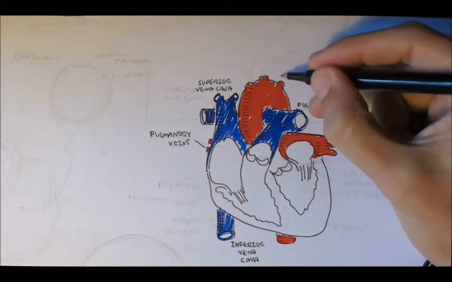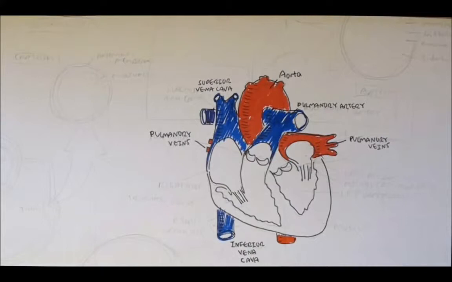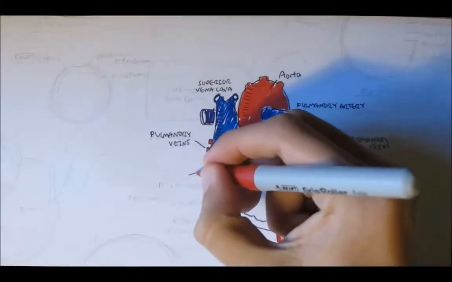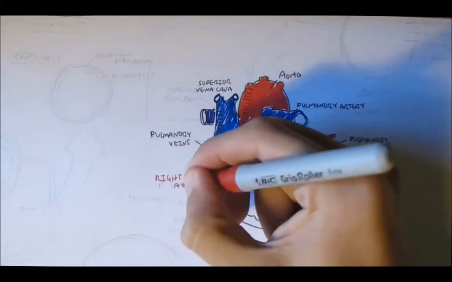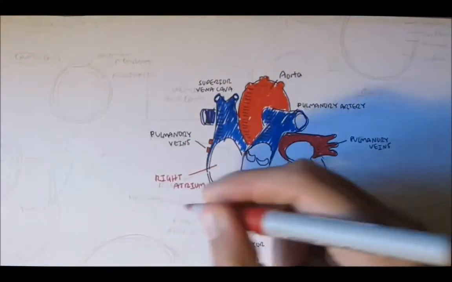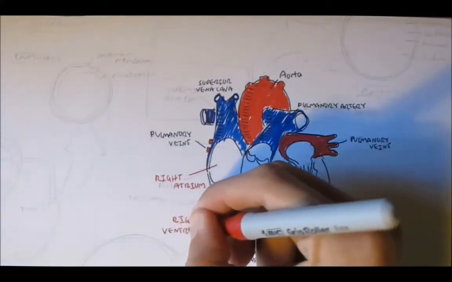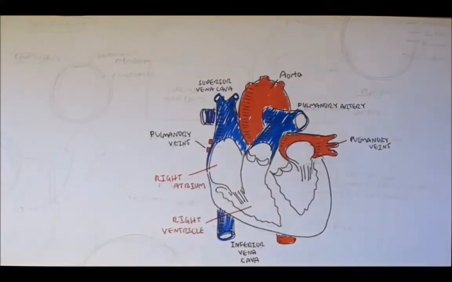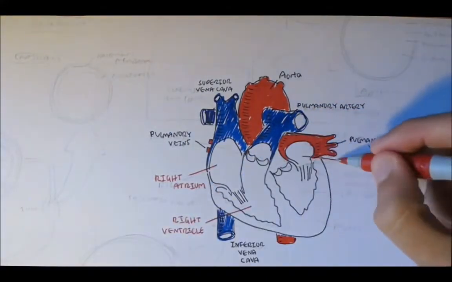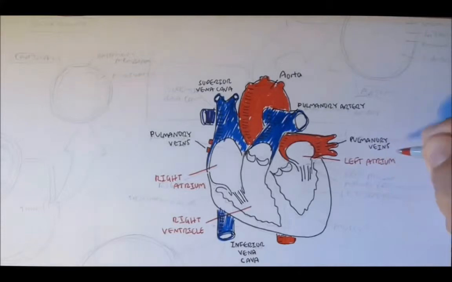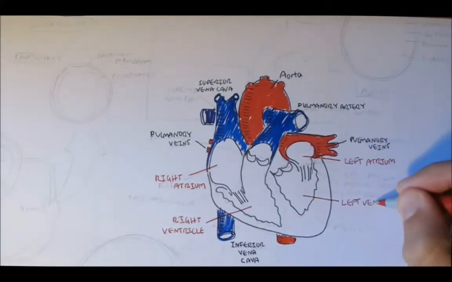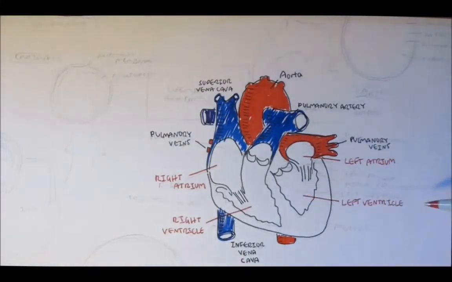and then this new oxygenated blood will then be pumped back out through the aorta to the whole body. Now let's learn about the chambers. So deoxygenated blood will come through the superior vena cava and inferior vena cava to the right atrium, then down to the right ventricle, pumped up through the pulmonary arteries towards the lungs. From the lungs, it will come back through the pulmonary veins back to the heart, to the left atrium, to the left ventricle, and then be pumped back up through the aorta towards the whole body.